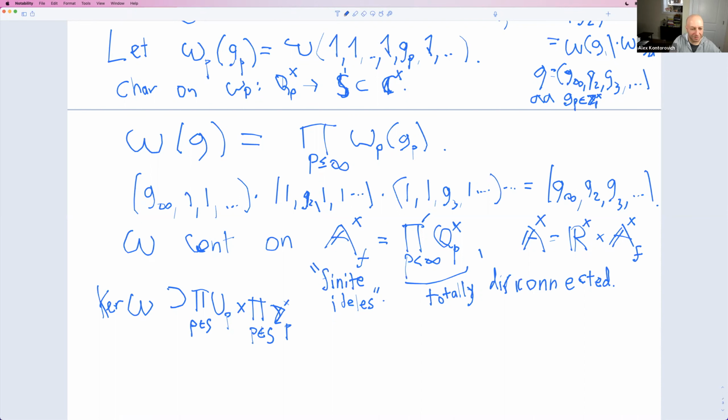Okay, i.e., for almost every place p, this local character omega_p, if restricted to Z_p cross, will take the value exactly 1, will be identically 1 on Z_p cross. Right, that's what it means to be in the kernel. The kernel is that you map to 1. 1 is the identity element.